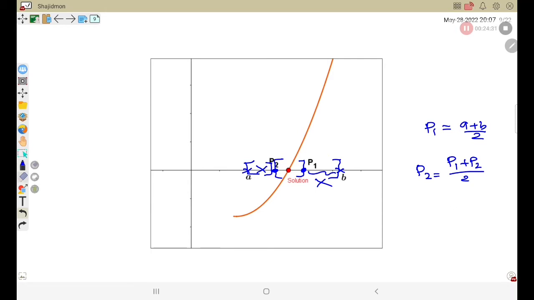Continue like that. For the second approximation, which interval are we taking? a plus p1, correct? a plus p1 divided by 2. Then p3 means p2 plus p1 divided by 2. Like that it continues. Lastly, we will get the solution, the x number.